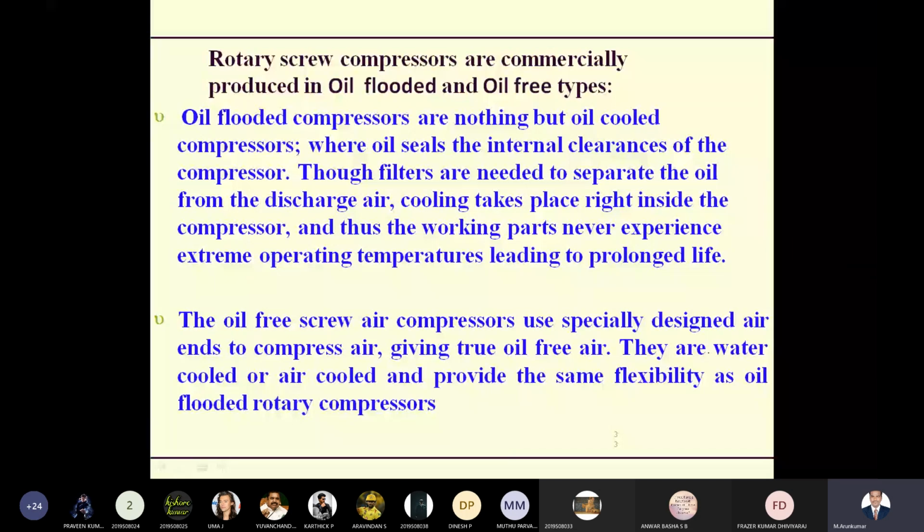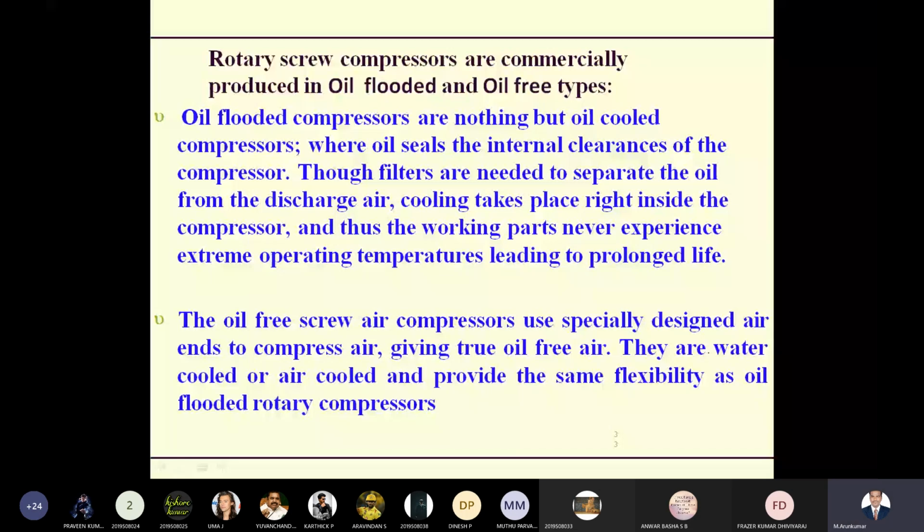Oil-flooded compressors use oil as a medium to cool the compression, where oil seals the internal clearance of the compressor. You know what clearance is? It is the gap between the two rotors. That can be sealed with oil, and that will cool the compressor. Filters are needed to separate oil from the discharge air, because the oil and the compressed air form a mixture, a byproduct of the compression, so we have to separate the air. Cooling takes place right inside the compression, and thus the working parts never experience extreme operating temperatures. Because we are using oil, that will give you a long life, but the disadvantage is we have to separate the air from the oil.